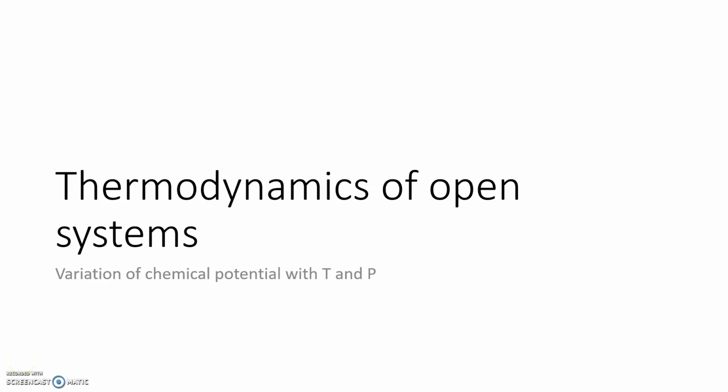So now we have seen what chemical potential is, what its definition is, and now we'll see how it varies with temperature and pressure. Okay. So, variation of chemical potential with temperature. We'll see variation of mu with temperature.